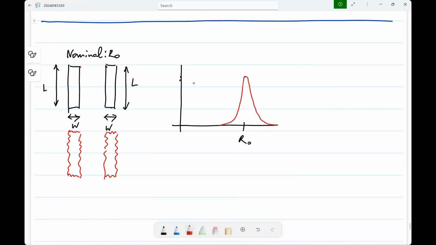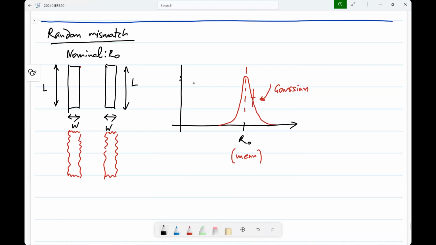Okay, there will be some R naught, and this is going to be a Gaussian or normal distribution. The mean value will be R naught, and it will have some standard deviation. And this is true for every component parameter, and this is known as random mismatch. Okay.